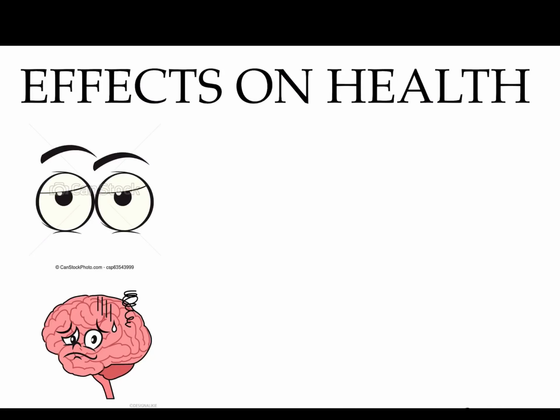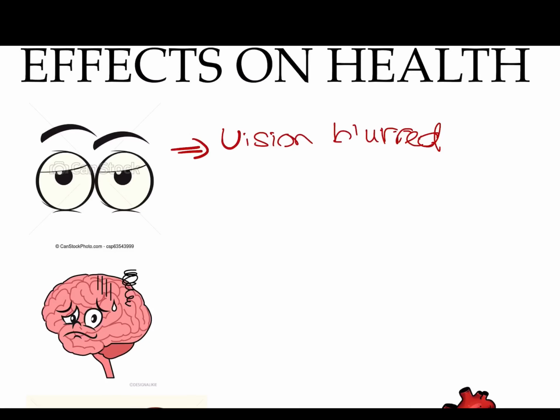The second one is the brain. You know the brain is the center of the human body, so it also coordinates the body. So the coordination will be impaired. The coordination of the human body will be disturbed.